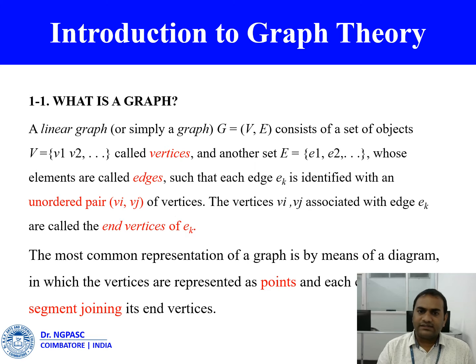The vertices Vi, Vj associated with edge Ek are called the ends of Ek. The most common representation of a graph is by means of a diagram in which the vertices are represented as points and edges are line segments joining its end vertices.